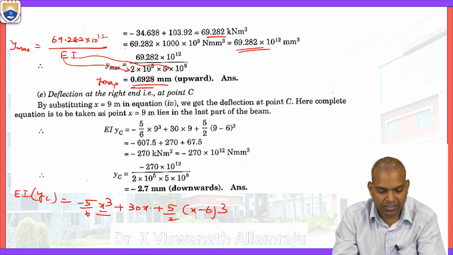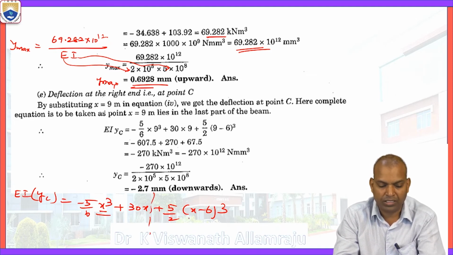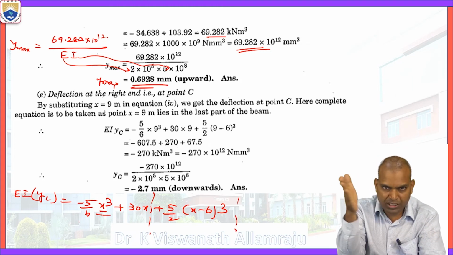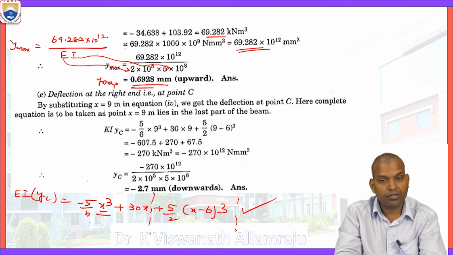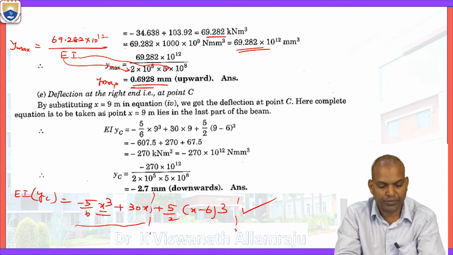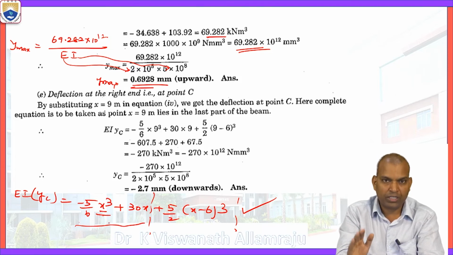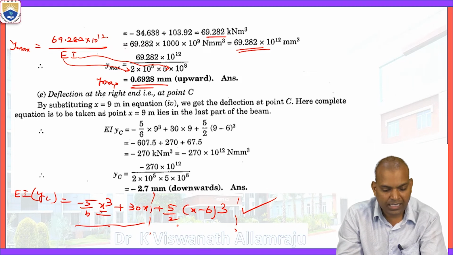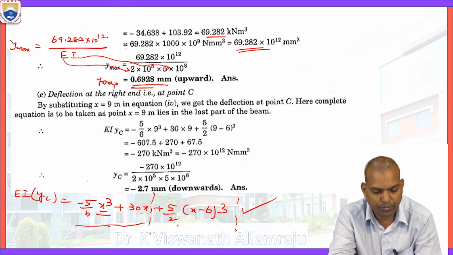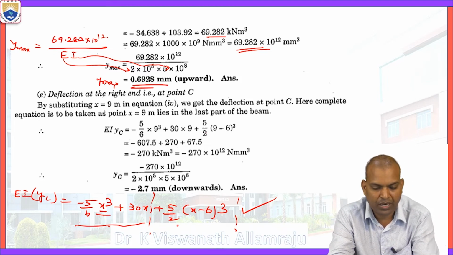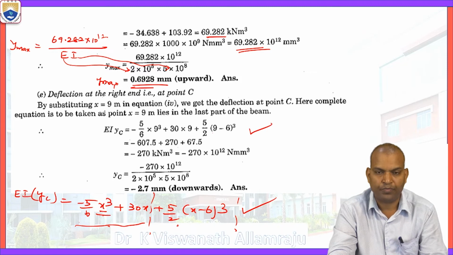This is the first portion in the equation, and this is the second portion. Why? Because x is related to the entire span, and for the entire span this is the equation. If x is up to 6 meters, the first portion is considered; more than 6, first plus second portion are to be considered. Now in the place of x, substitute 9 meters: 5 by 6 times 9 cube plus 30 times x plus 5 by 2 times x minus 6 whole cube.